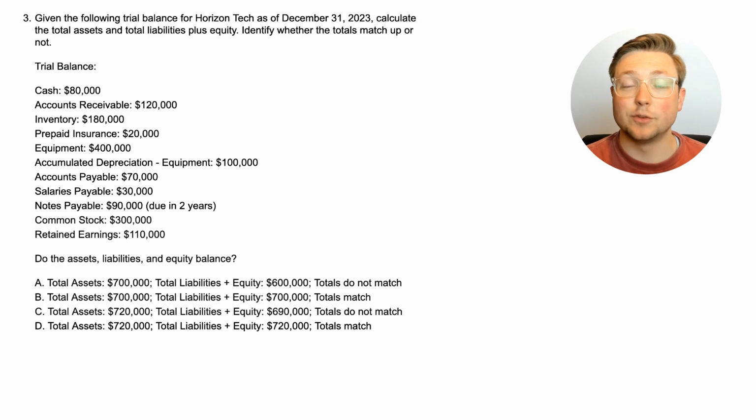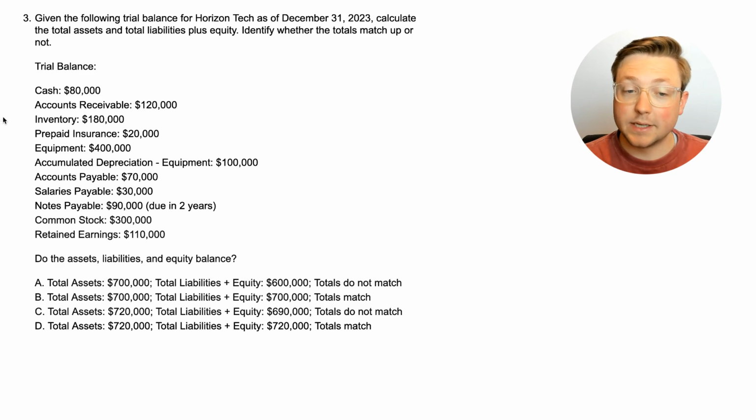All right, here is question 3. Given the following trial balance for Horizon Tech as of December 31st, 2023, calculate the total assets and total liabilities plus equity. Identify whether the totals match up or not. So it gives us the full trial balance here, and the final question is, do the assets, liabilities, and equity balance? Basically, is the balance sheet correct?